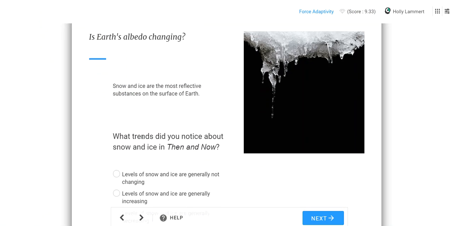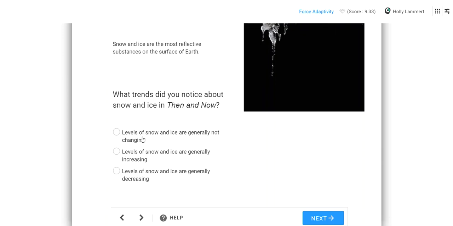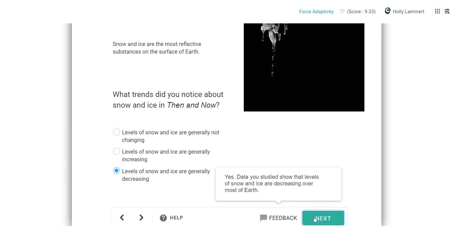So is Earth's albedo changing? Snow and ice are the most reflective substances on the surface of Earth. What trend did you notice about the snow and ice in then and now? Levels of snow and ice are generally not changing. Levels of snow and ice are generally increasing. Levels of snow and ice are generally decreasing. I'm going to guess that because of the glaciers.